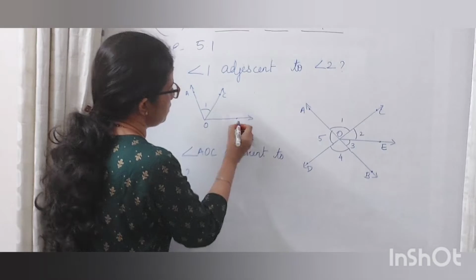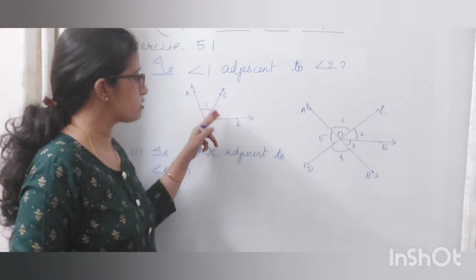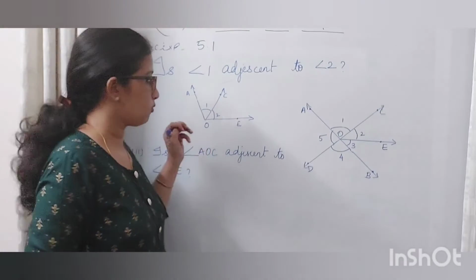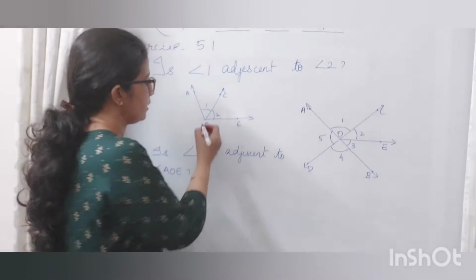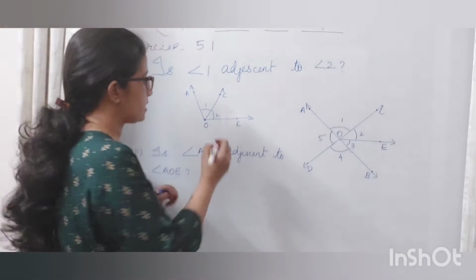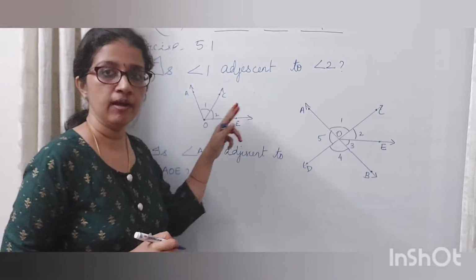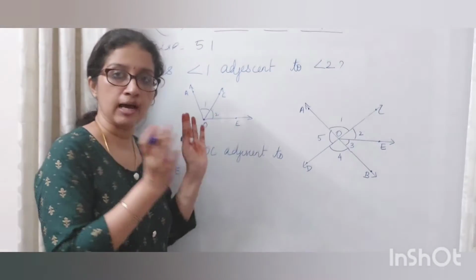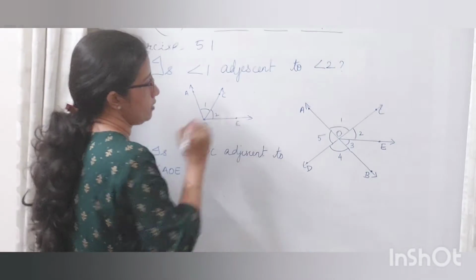This is our angle 2. Now, are these two adjacent? What are the conditions for two angles to be adjacent to each other? There is a common vertex, that is O, and there is a common arm, that is OC. OC is a common arm, and there are two non-common arms on either side of the common arm, that is OA and OE.